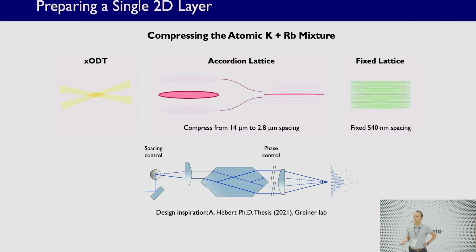And what we want to do is make sure that this central layer actually stays in the center. So we have some phase control for that. And just to show you that, let's say we load the atomic mixture in the center layer, indicated by the yellow arrow, and we compress it down to 2.8 micron spacing. We see that indeed this is passive phase stabilization, and it works pretty well.